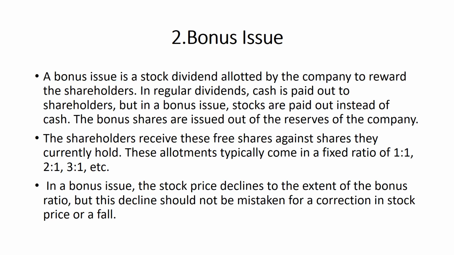Now the shareholder receives fresh shares against the shares they currently hold. This allotment typically comes in a fixed ratio, 1:1, 2:1, 3:1, 4:1, like that. So in a bonus issue, the stock price declines to the extent of the bonus ratio, but this decline shouldn't be mistaken for a correction in the stock price.